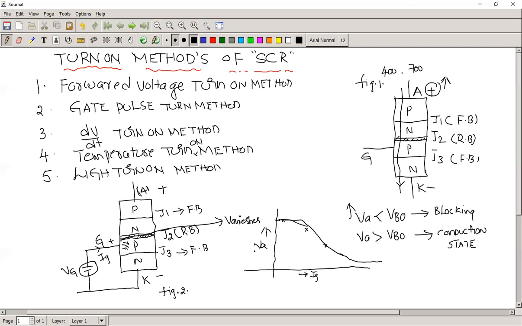Practically, we use only this method. It is a very important method: turn on of the SCR by means of the gate pulse turn on method.